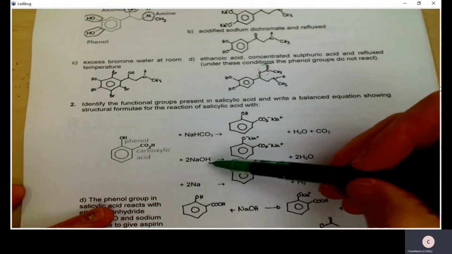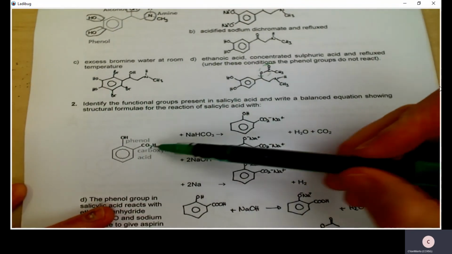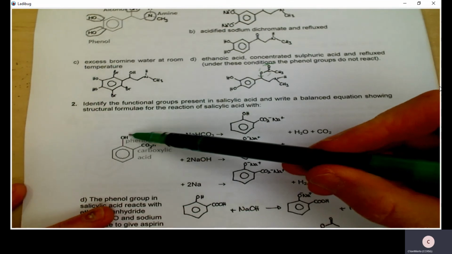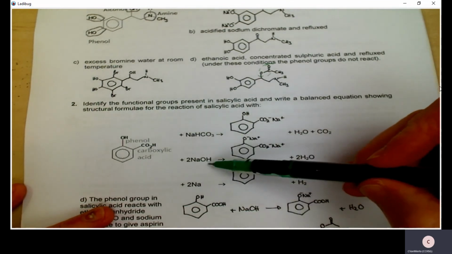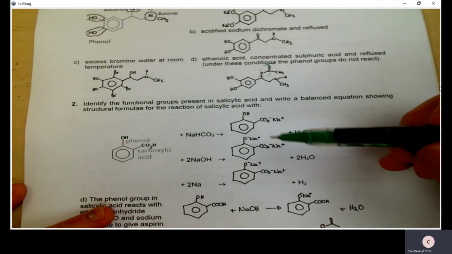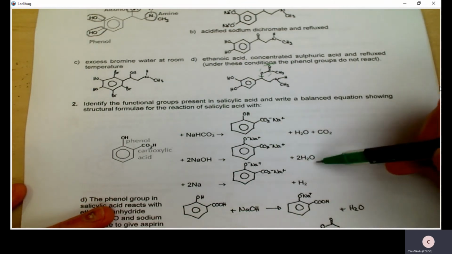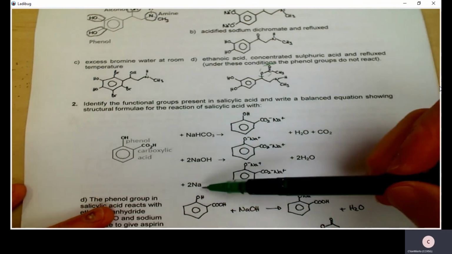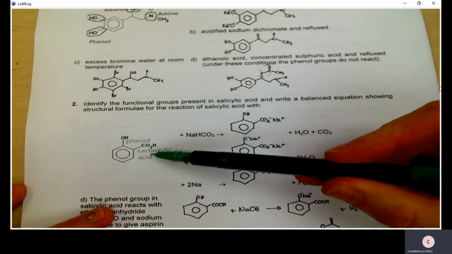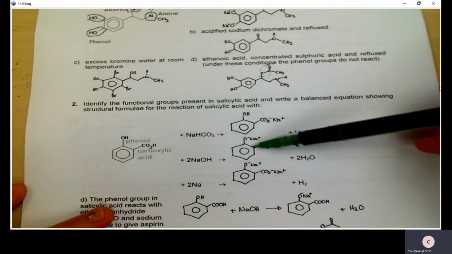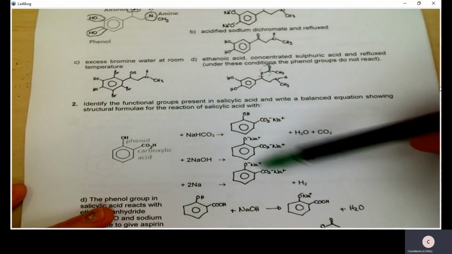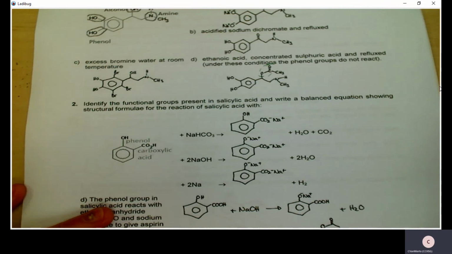When we are using sodium hydroxide, it will react with both the carboxylic acid group and the phenol group, so we need 2 equivalents of sodium hydroxide, and we're going to produce the salts in 2 positions here, and so we get 2 lots of water formed. Sodium again will react with the phenol group and with the carboxylic acid group, so same structure, so the 2 salt parts here, and then we get hydrogen produced as our other product.